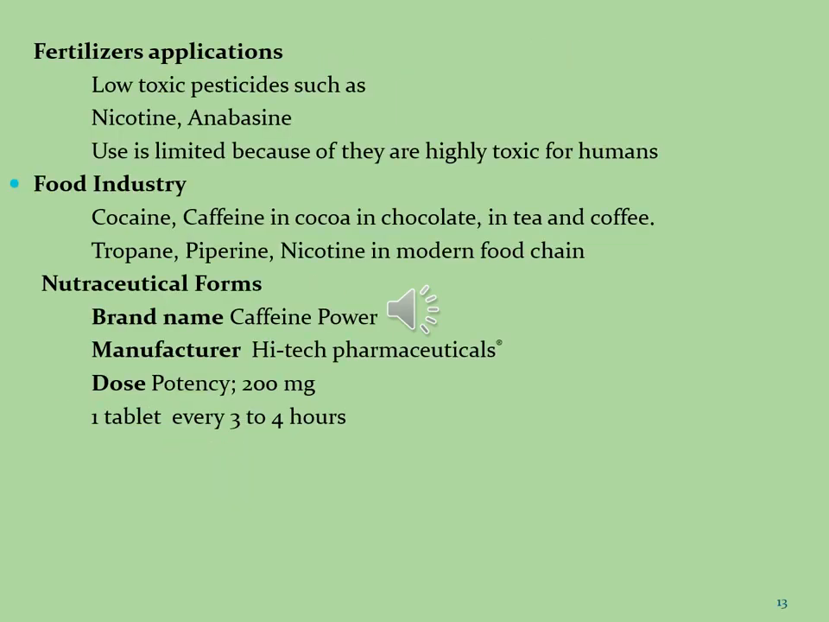Alkaloid phytoconstituents can also be used in the field of fertilizers. You can see the low toxic pesticides such as nicotine and ampicillins are used in the field of fertilizers. They can only be used in limited amounts because they are highly toxic for humans.